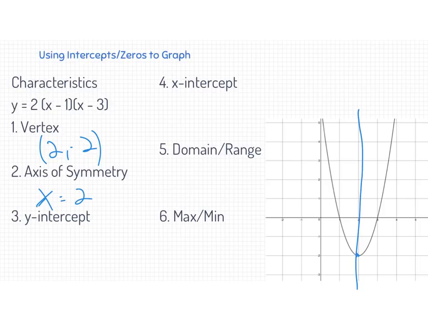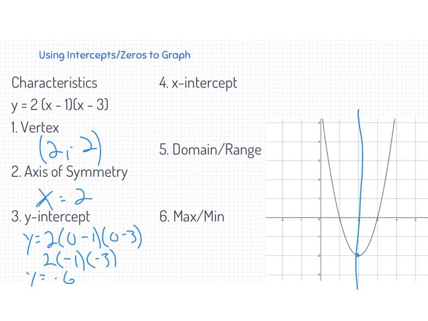Our y-intercept is hard to see, so to get our y-intercept, we're going to substitute 0 in for x. So you get y equals 2(0 minus 1)(0 minus 3). So you get 2 times negative 1 times negative 3. So 2 times negative 1 is a negative 2. Negative 2 times negative 3 is 6. So we'd say our y-intercept is (0, 6).